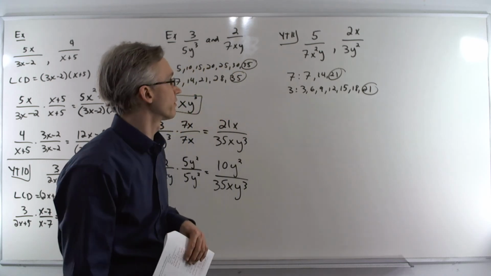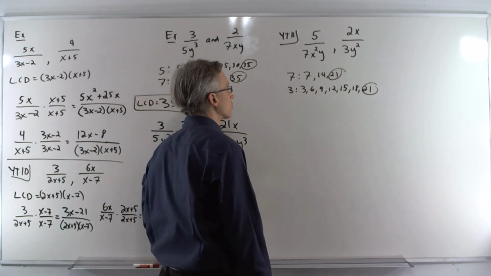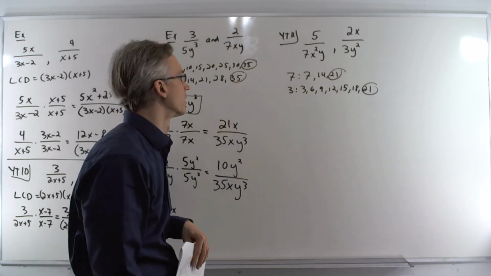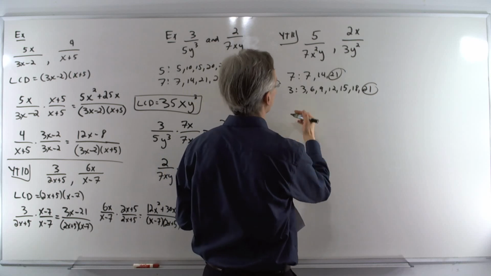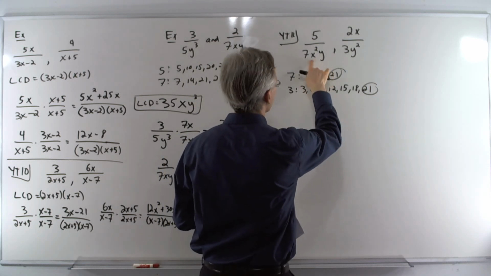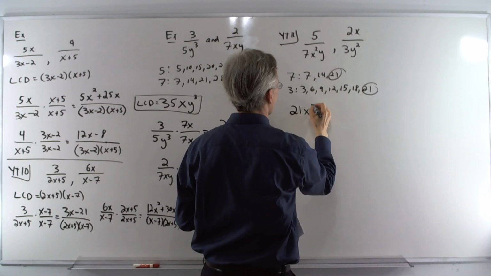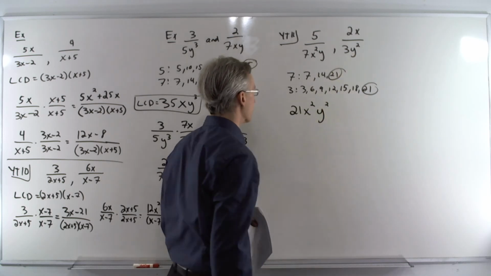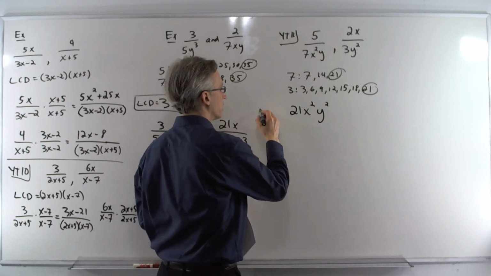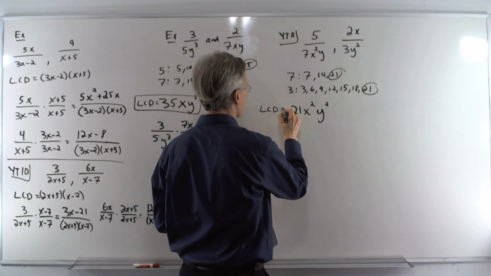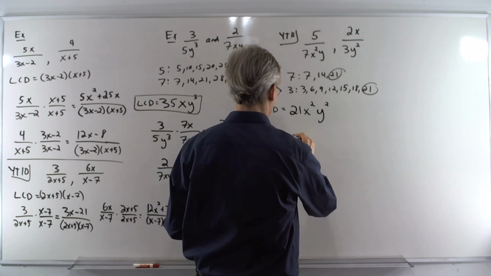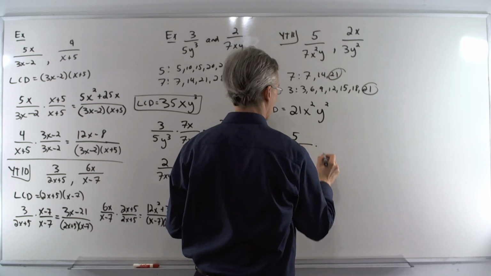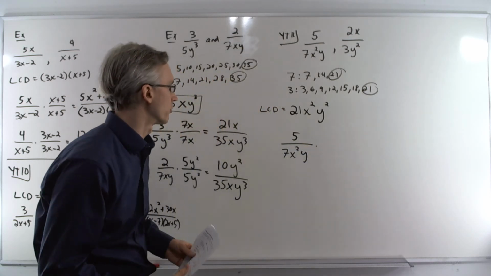Well, the least common multiple of 7 and 3 is 21. A little shortcut you can use if you have two prime numbers like this: just multiply them together. 3 times 7 is 21. Now, for the variables, the largest exponent on x is 2, so we got 21x squared, and for the y, the largest exponent is also 2. So the LCD is 21x squared y squared.